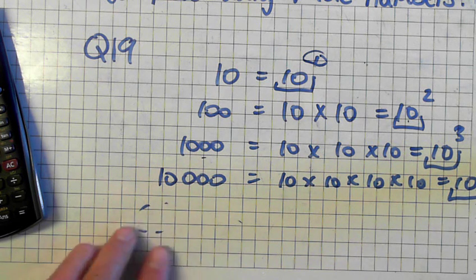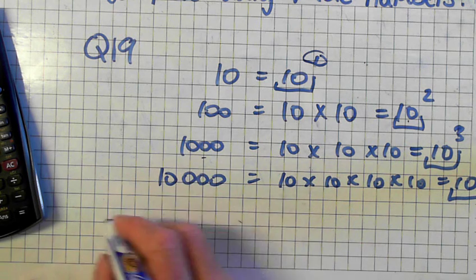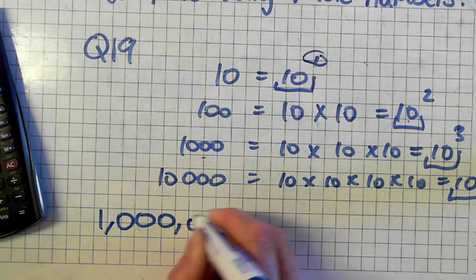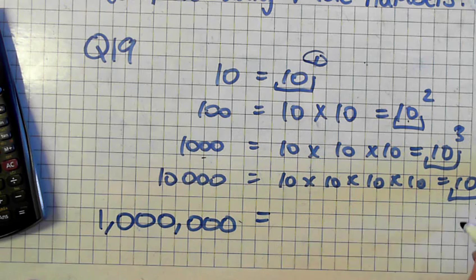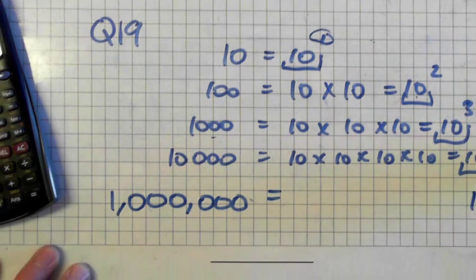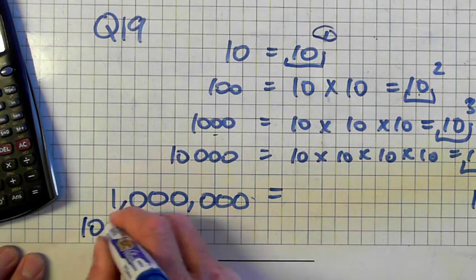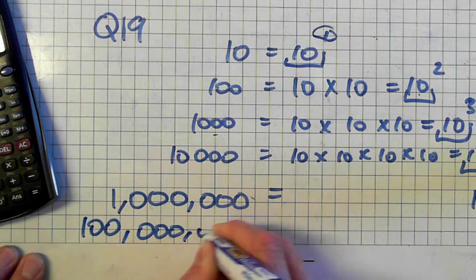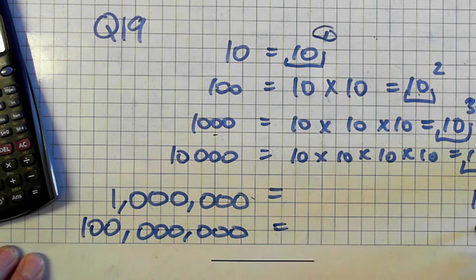Right, so if we skip a few and write down a million, 10 to the power of 6. What is 100 million? 8 zeros. 1,000 million? 9. It's a billion. What's a million million? A trillion. 12. Okay, 12. Right. Is it 12?